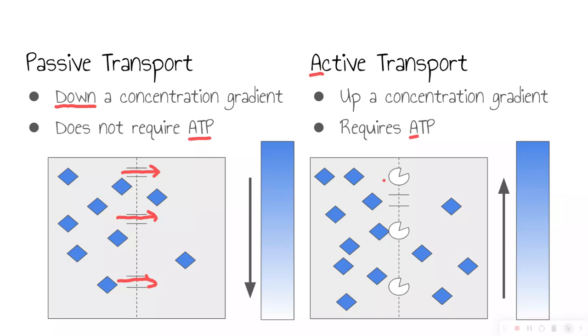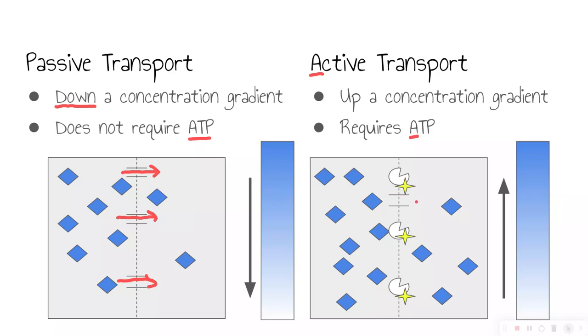So we have a high concentration over here, a low concentration over here, and these particles are going to be moving up the concentration gradient from a low concentration to a high concentration. And they're going to need pumps to do this. And these pumps are going to require ATP, and we're often going to represent this with a yellow star.